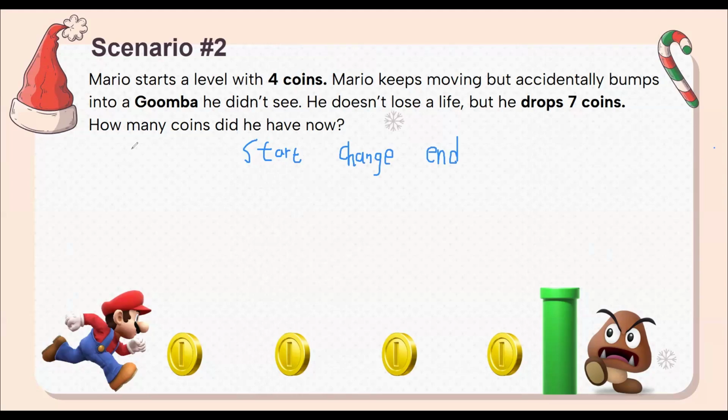That's great. So as you can see in the first sentence, it says Mario starts a level with 4 coins. So we start with positive 4. And since we are writing an addition number sentence, we're going to put a positive sign in the middle of our number sentence. Now I would like you all to tell me what is the change in this number sentence.